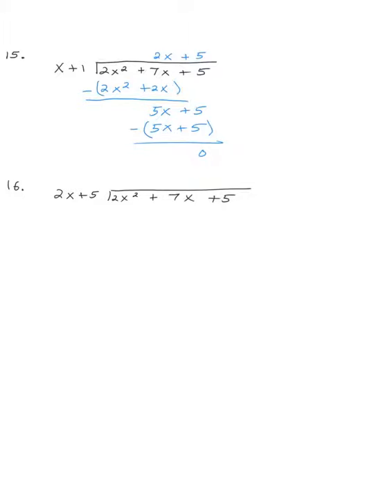It'll probably be no surprise that the answer to this question should be x plus 1 based on the previous problem we just did. But just to make sure this works, I want to cancel 2x squared, so I have to multiply by x. So I get 2x squared plus 5x. And when I subtract these, I get 2x plus 5. Therefore, I have to multiply by 1. I get another 2x plus 5. After I take the difference, I get a remainder of 0.